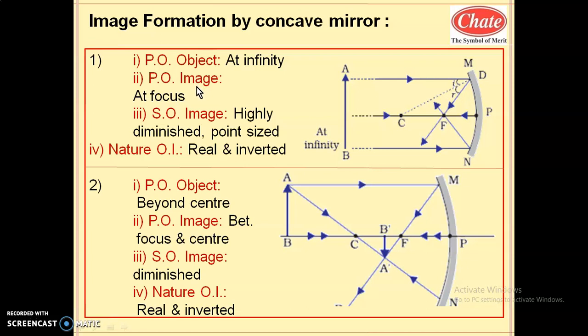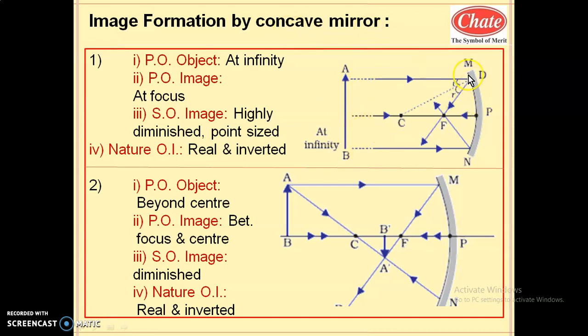By just two rays, we will get the position of the image. Any two rays you may take, any two rules you may use. We have studied four rules for drawing the ray diagram. When the object is at infinity, it is at a very large distance, and this large distance is shown by the dotted line.